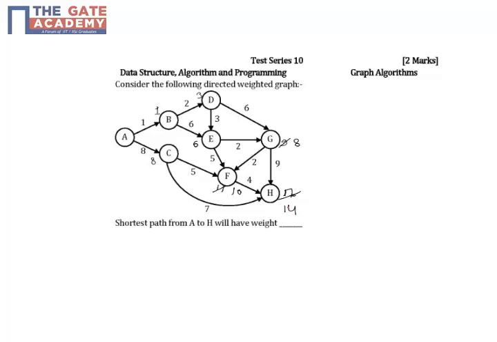So after processing C also, the distance of H from A is equal to 14, and that particular path is A, then B, then D, then E, then G, then F, then H, and the shortest distance is equal to 14. The answer is 14.